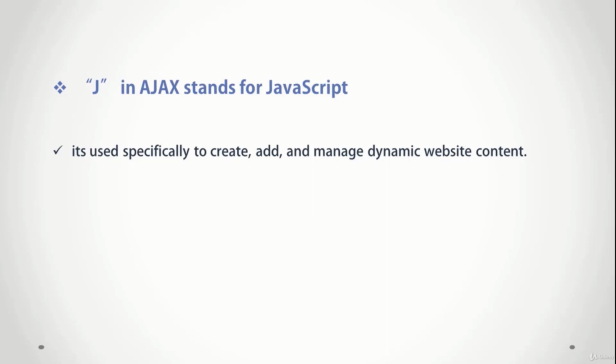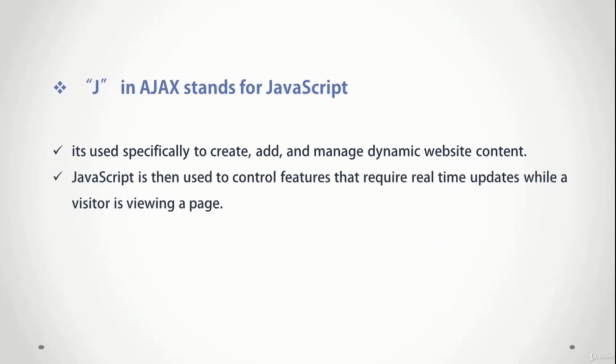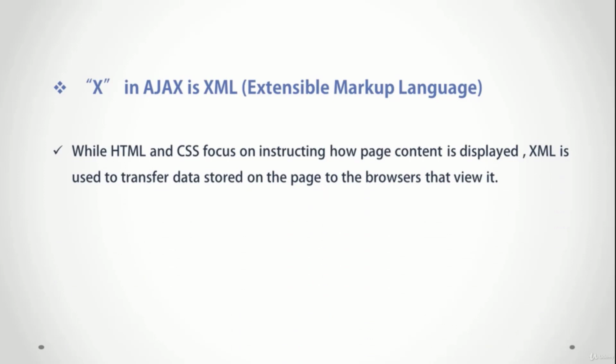In other words, after markup languages like HTML and CSS are used to build and display static web features like headers, font, and paragraphs, JavaScript is then used to control features that require real-time updates while a visitor is viewing a page. The X in Ajax is XML, which stands for Extensible Markup Language.